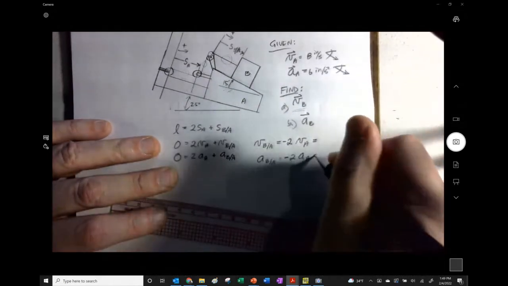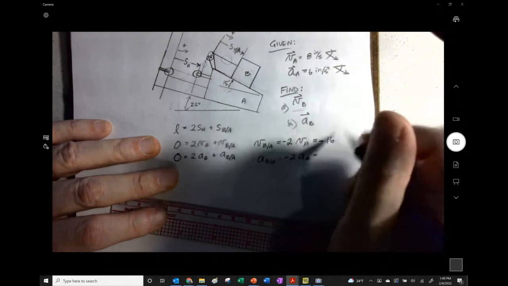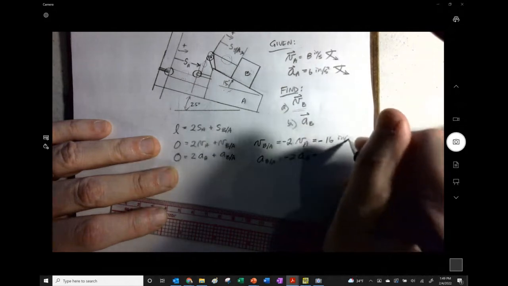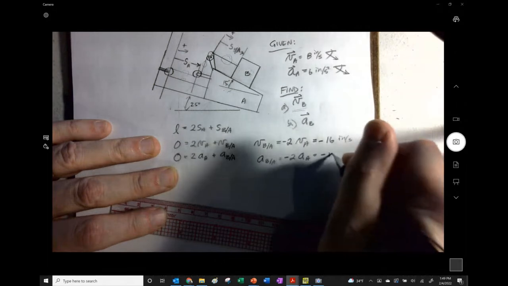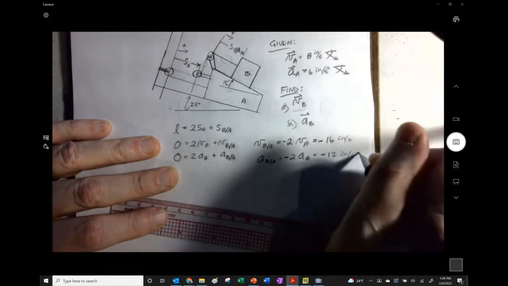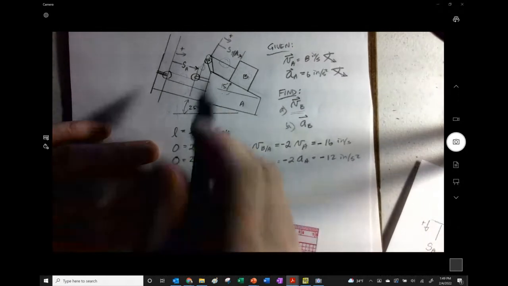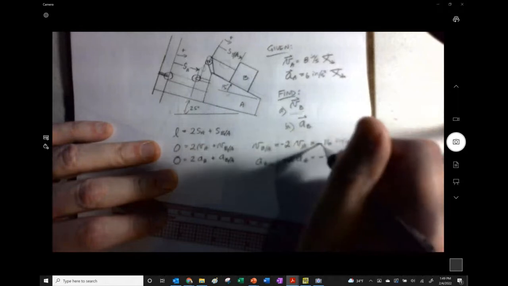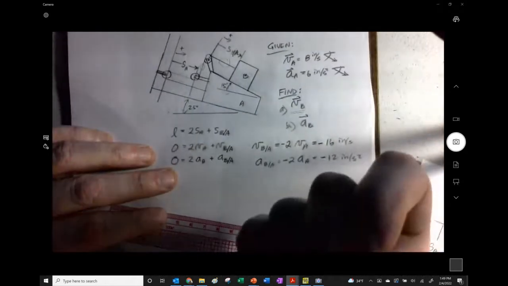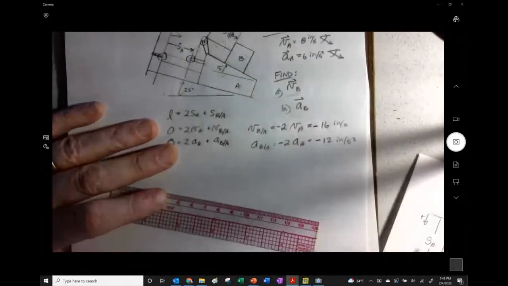So we know this is negative, I'll just do it in my head, 16 inches per second. And this is going to be negative 12 inches per second squared. Assuming that downwards is positive. And I don't think the sign is going to help us in this pursuit. So I would probably just go with the absolute value of that.